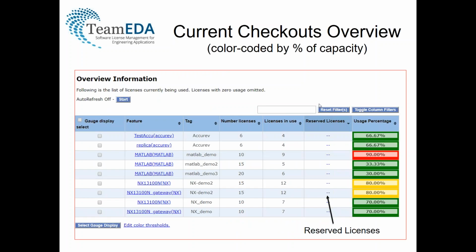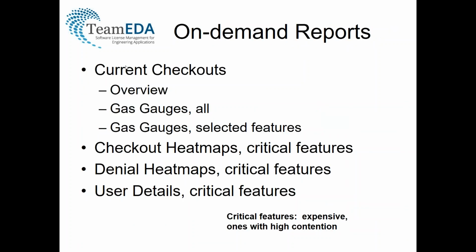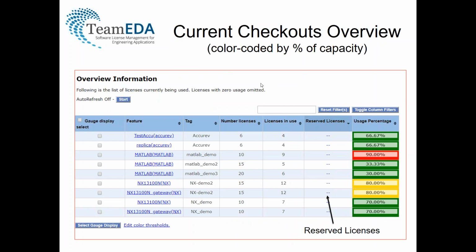Here are some examples of these reports that I'm referring to. So, current checkout overview. This is the overview report. You should all be familiar with that. It lists all the features that are currently checked out, the associated tag name, how many licenses you own, and how many are currently used. And in version 9.1, you also can see reserved licenses. So this is current data, real-time data.